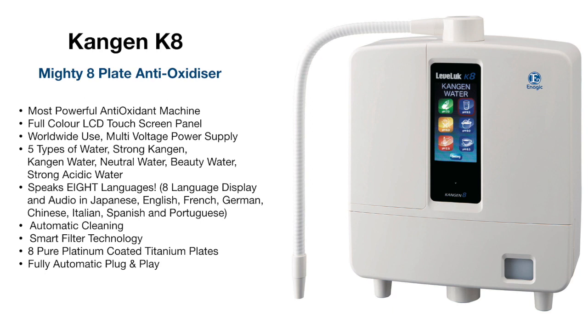Now, thirdly, it has a built-in cleaning system. It cleans the plates after it's used as it drains. Now, the K8 is able to produce around 5 liters of Kangen water per minute, and it produces all the 5 different waters that you have seen at the demonstration, including the strong Kangen water pH of 11.5 that you have seen remove those nasty pesticides, herbicides, and insecticides.